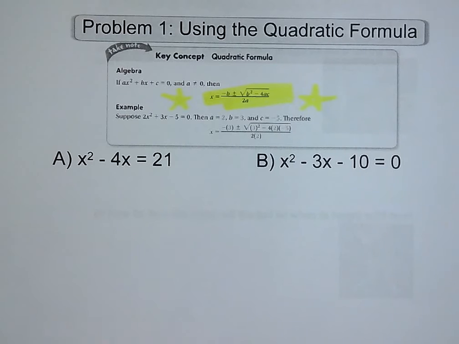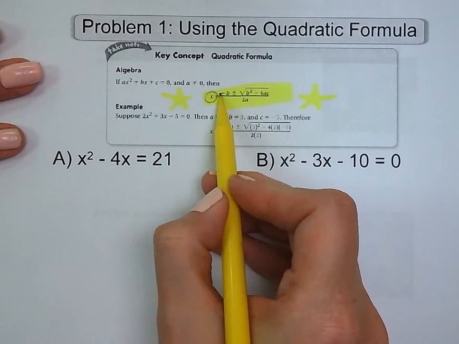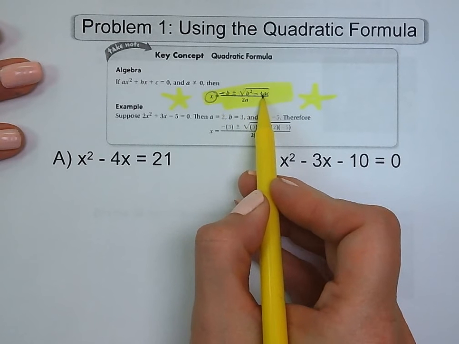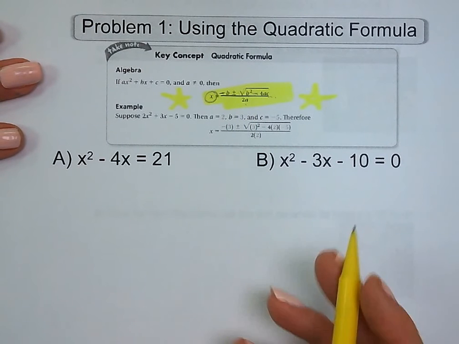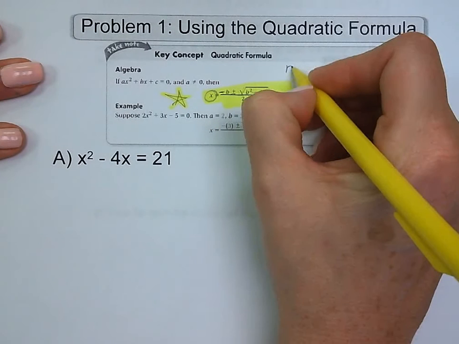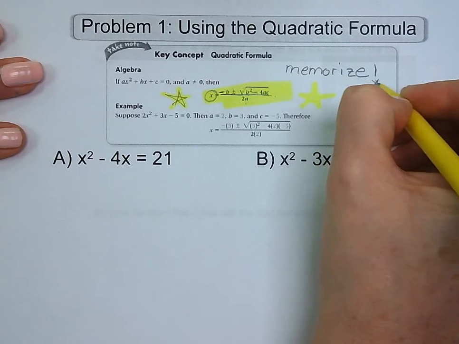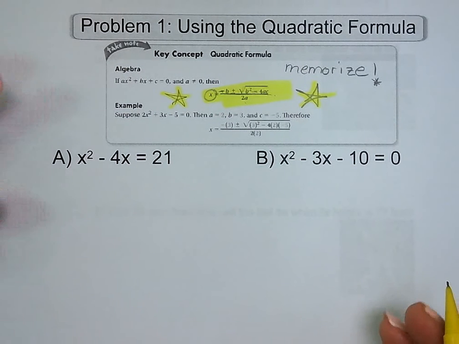Yes. Now, to find the x-coordinate of one of your solutions using the quadratic formula, we take the opposite of b plus or minus the square root of b squared minus 4ac. We divide everything by 2a. All right, so I'll say it again. The opposite of b plus or minus the square root of b squared minus 4ac all over 2a. You need to memorize this formula. There's no way around it. You must memorize it.